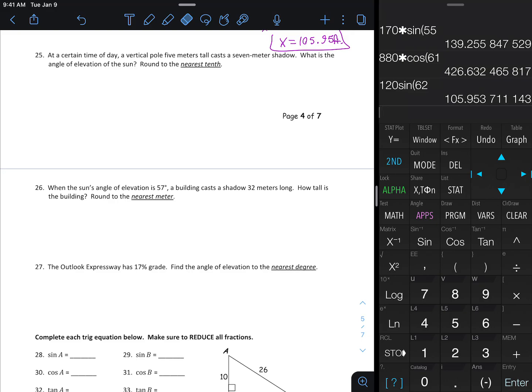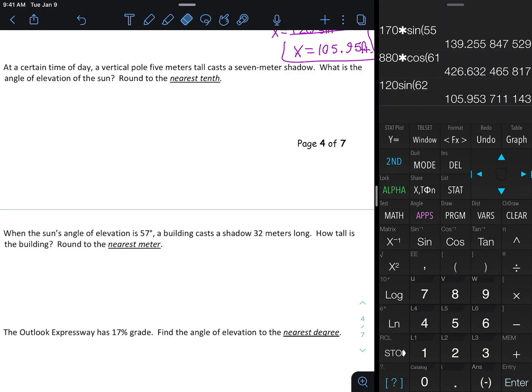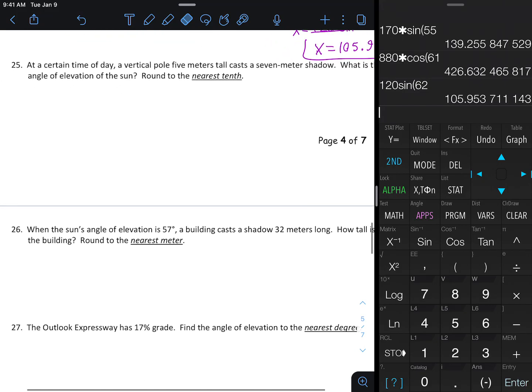All right, number 25 here. They're asking, at a certain day, a vertical pole 5 meters tall casts a 7-meter shadow. What is the angle of elevation to the sun, rounded to the nearest tenth?